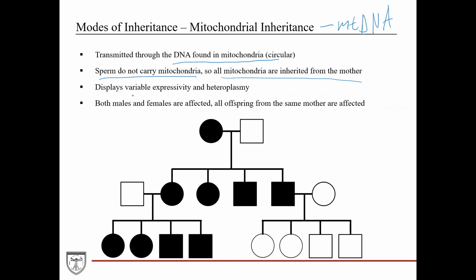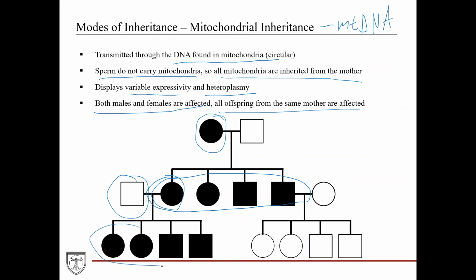Mitochondrial inheritance displays variable expressivity and heteroplasmy, and both males and females are affected by mitochondrial diseases inherited this way. All offspring from the same mother are affected as a result, which goes back to the fact that sperm do not carry mitochondrial DNA. If you look at the pedigree here, we have an affected mother mating with a normal father, and as you can see, all four of their children were affected, because regardless of whether it's a daughter or a son, they have to inherit their mitochondrial DNA from the mother. Same thing here. One of these affected daughters mated with a normal father.